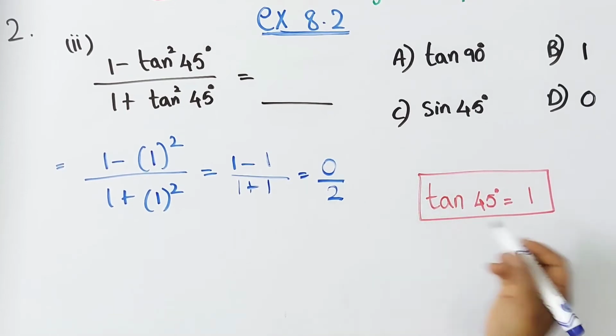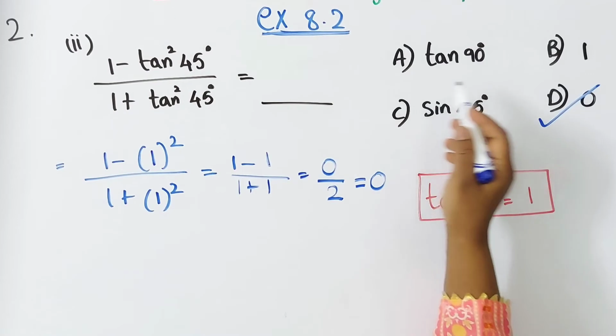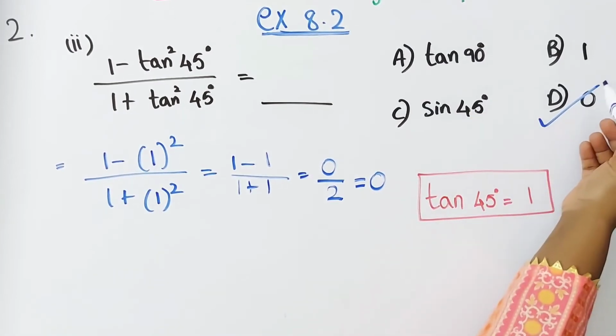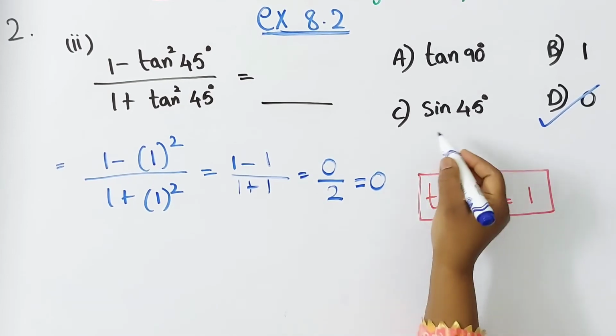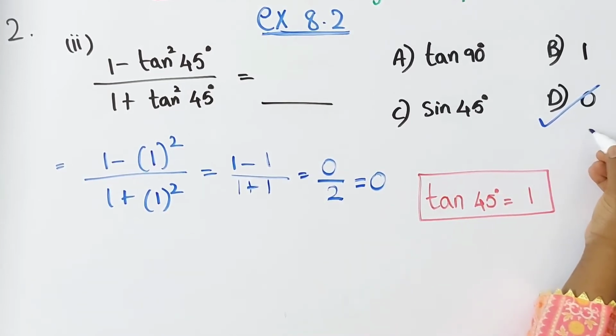0 by 2 is 0, children. Now check the options here. D is 0 because tan 90 is not defined, and 1 is not correct. In option C, sin 45 is 1 by root 2. So option D is correct, that is 0.